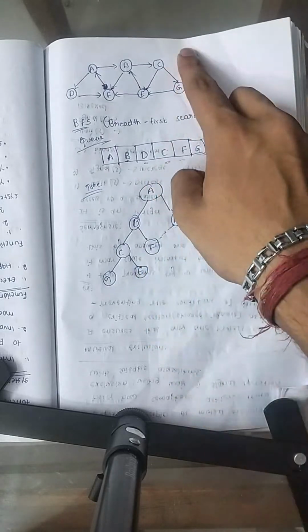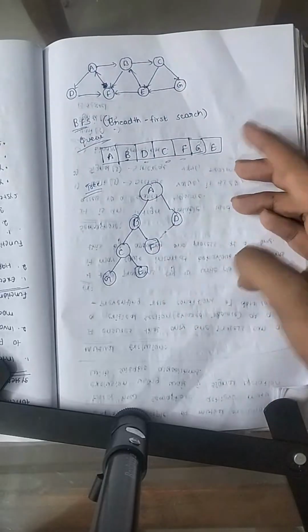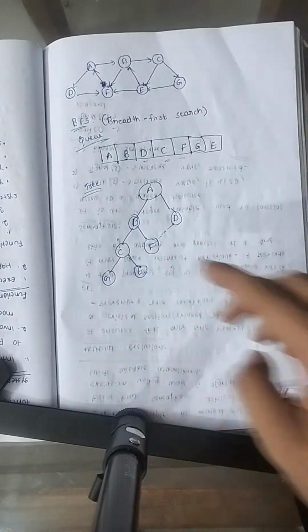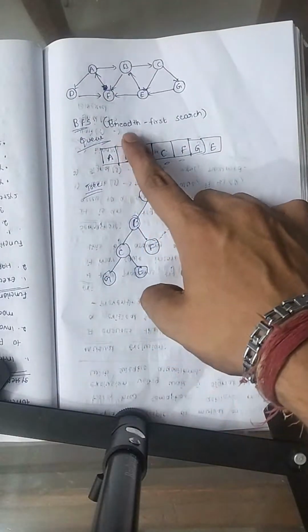Next one is C. What are the outgoing nodes from C? E and G, or G and E, anything you can write. So I have connected the nodes. With these, all the nodes are completed, right? It's enough. So this is the BFS tree.